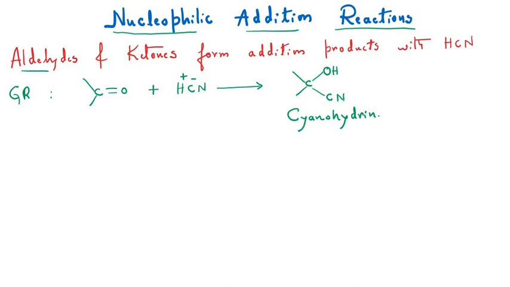So aldehydes and ketones form addition products with hydrogen cyanide. Here I have written an aldehyde or a ketone. If I write one hydrogen here, then it becomes an aldehyde. If it is an R group and here also an R group, then it becomes a ketone. So altogether we can keep it as a carbonyl group, either an aldehyde or a ketone.